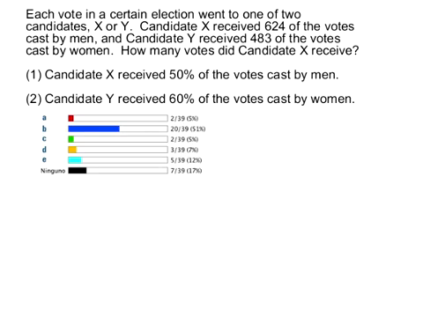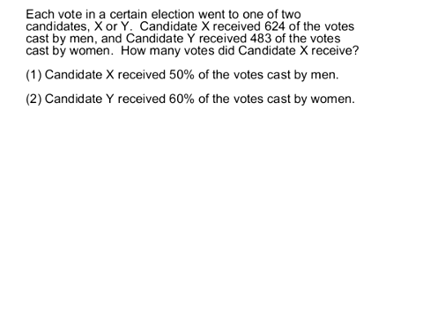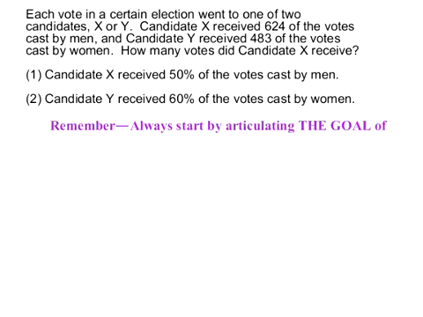The goal is, again, always have a goal when you start out with data sufficiency. The importance of that cannot be overstated. You have to have a goal, and before you get started, you should always articulate precisely what that is. So remember, always start by articulating the goal of the problem. The goal of the problem is how many votes did candidate X get.